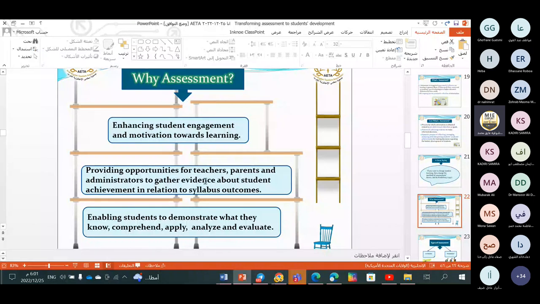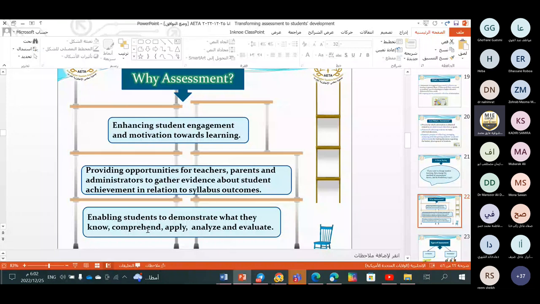Number two, providing opportunities for teachers, parents, and administrators to gather evidence about student achievement. Of course, we as parents need many times to know our children's levels at school in order to put our hands on their weaknesses and strengths, in order to pay more attention to their level of learning and understanding. Yes.